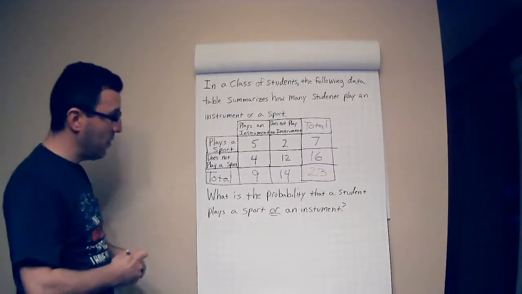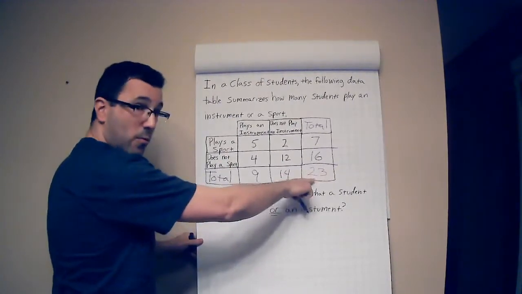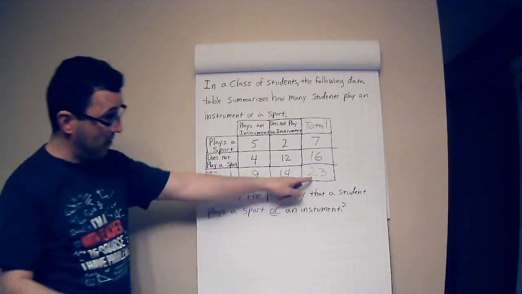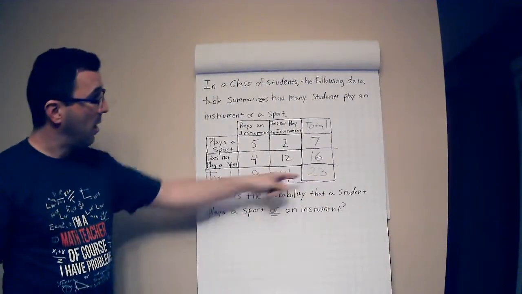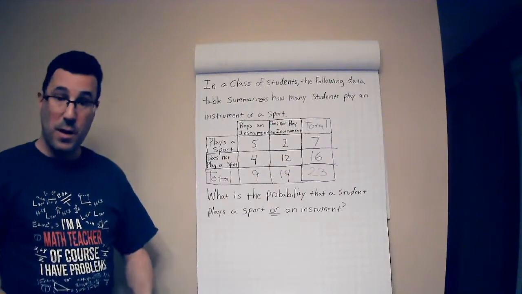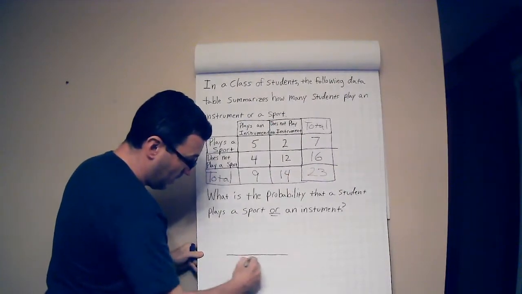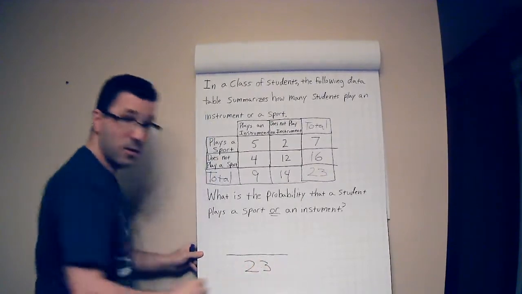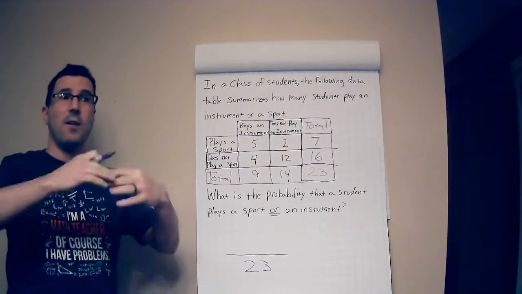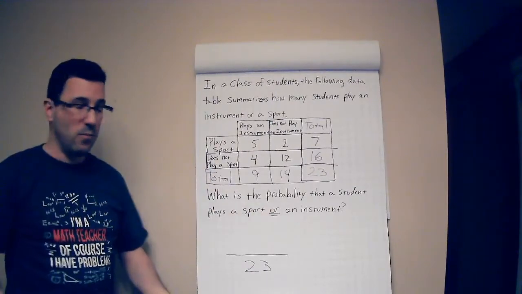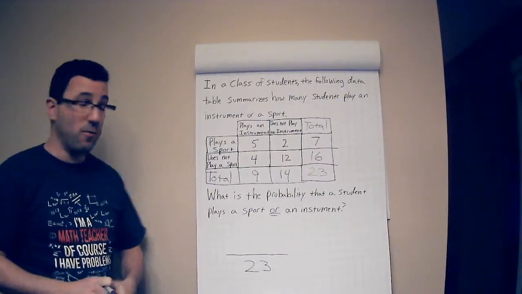So what I'm going to do is take my total population, 23, this right here, 23. I'm going to put that in my denominator. Okay? I'm going to make a long fraction bar, and 23 is going to go on the bottom, because that's my total. Out of everything I could have, there's 23 things. There's 23 students in my population that I could choose from.